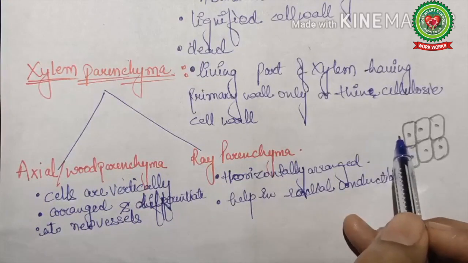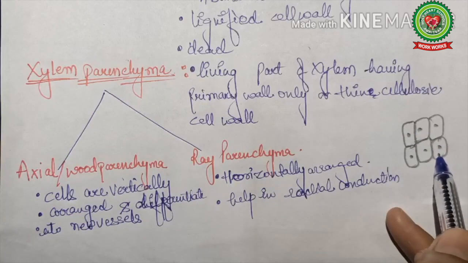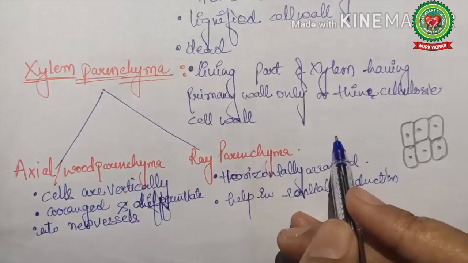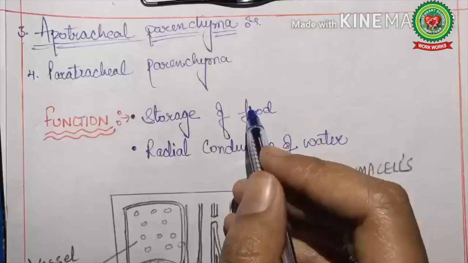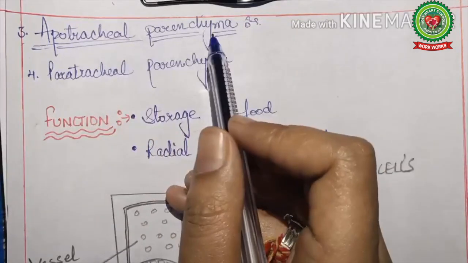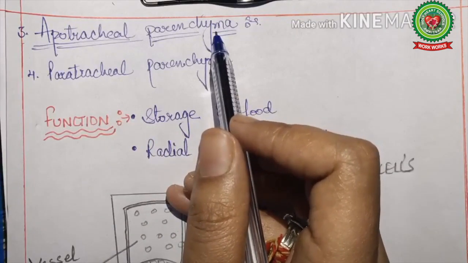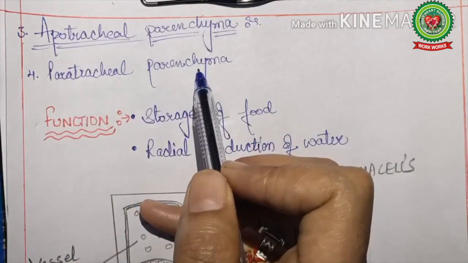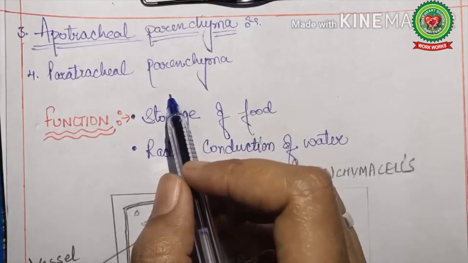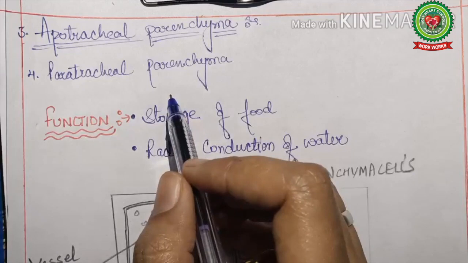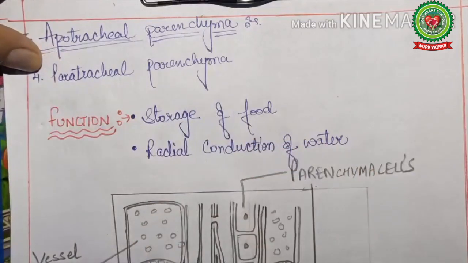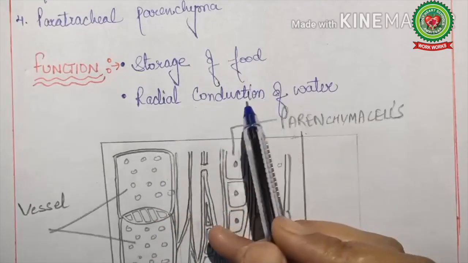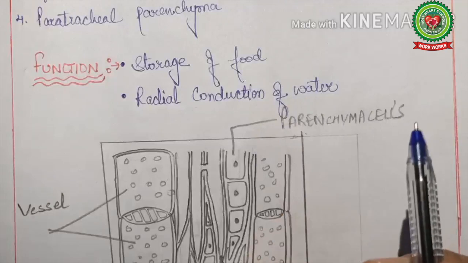Cells are thin walled. They are having intercellular spaces also. They are present in between xylem vessels and tracheids. Now, we'll discuss next two types of parenchyma. That includes apotracheal parenchyma. This is the parenchyma which is present in diffused form. And second is paratracheal parenchyma. Paratracheal parenchyma represents parenchyma which is actually surrounding the vessels compactly. So the main functions of xylem parenchyma are storage of food and radial conduction of water. They also help in formation of new xylem vessels.